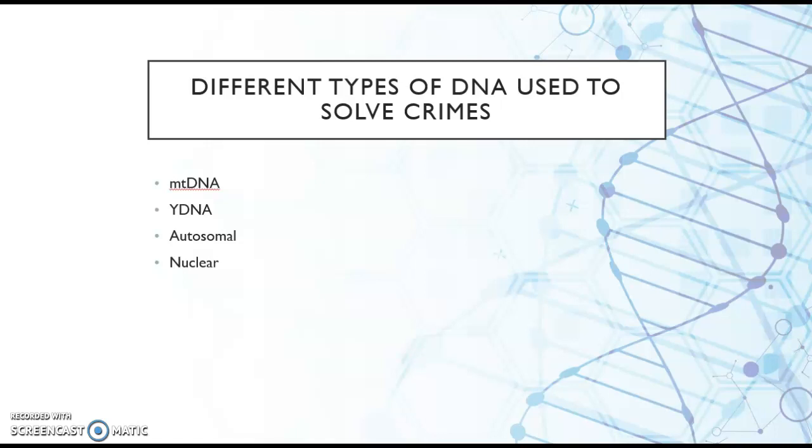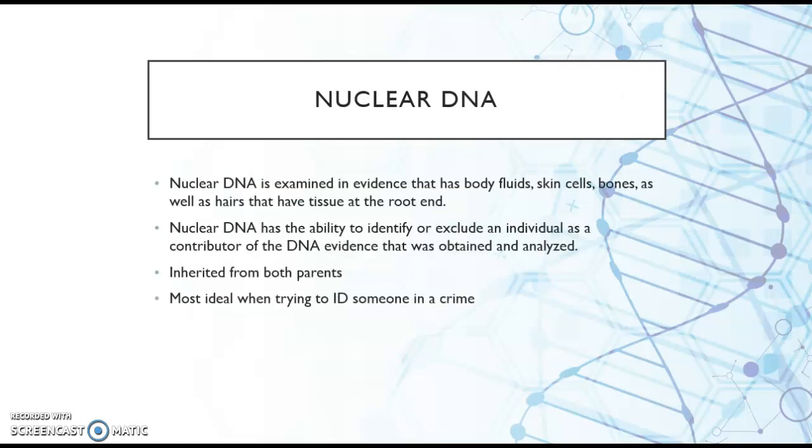There are 4 different types of DNA that can be used to solve crimes. There's mtDNA, Y-DNA, autosomal DNA, and nuclear DNA. Nuclear DNA is examined in evidence that has bodily fluids, skin cells, bones, and hairs that have the tissue at the root end. Nuclear DNA has the ability to identify or exclude an individual as a contributor of the DNA evidence that was obtained and analyzed at a crime scene. This is inherited from both parents, and it's most ideal when trying to ID someone in a crime.